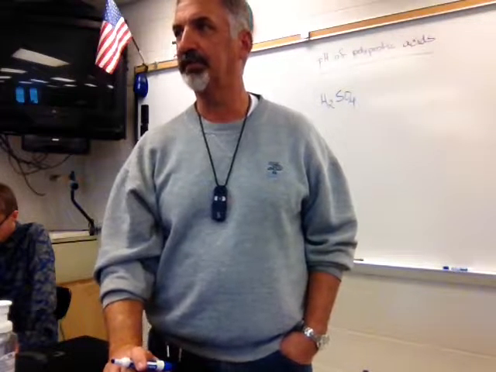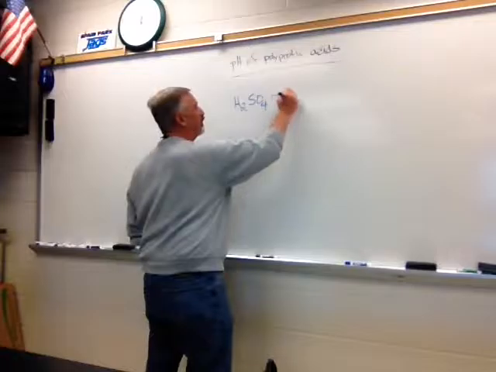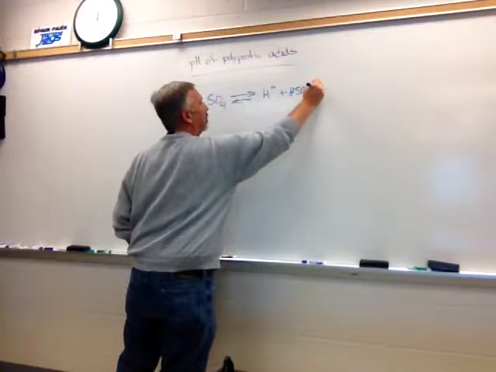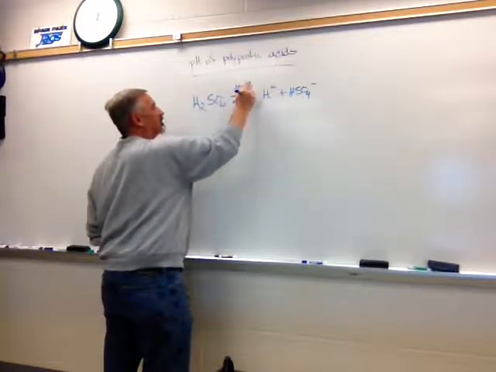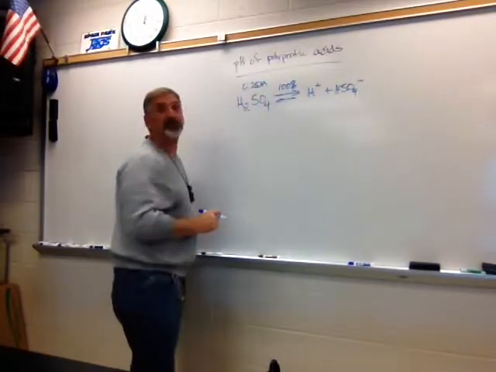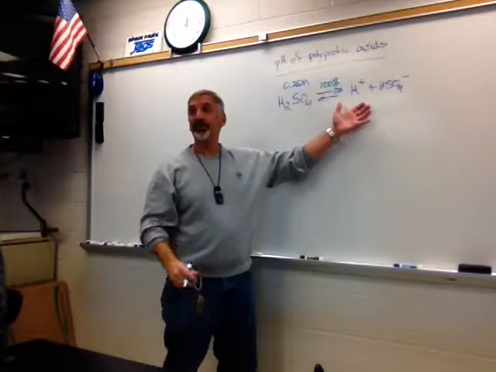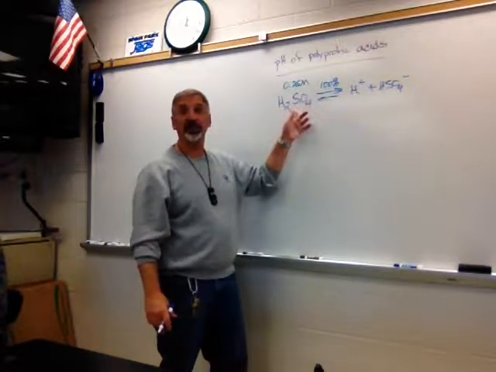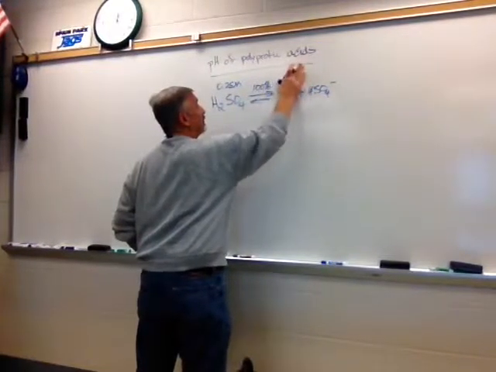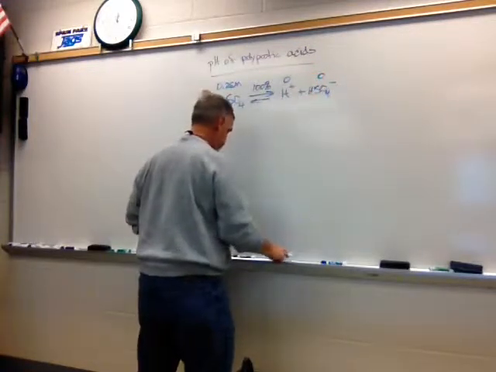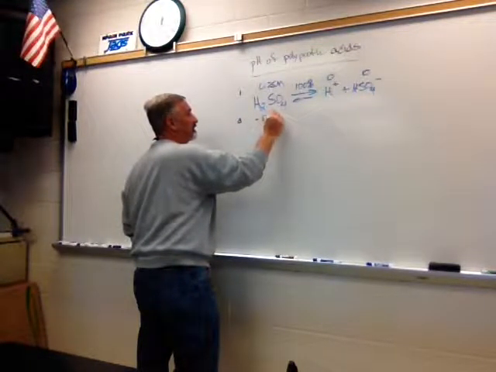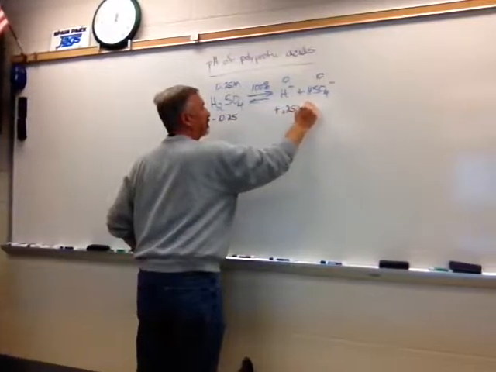Okay? So, H2SO4 goes to H plus and HSO4 minus. This is a 100% strong acid. So if we start with 0.25 molar, there is no Ka on this one because it's 100%. The Ka approaches infinity because this is approaching 0. We start with 0 and 0, and you know it's 100% because it's a strong acid. That's exactly right. So the change is minus 0.25, plus 0.25, plus 0.25.